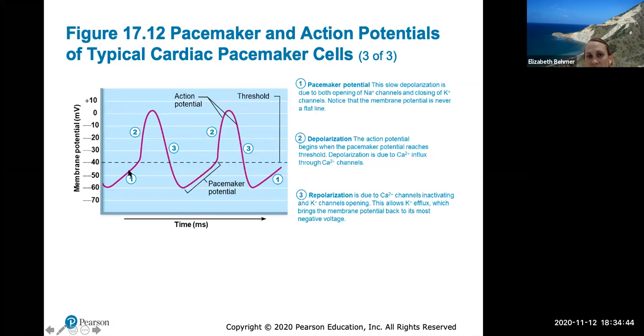So this just looks at a typical cardiac action potential cycle. We have the pacemaker potential, slow depolarization; a depolarization phase where we get that huge positive upswing to an action potential peak; and then number three is a repolarization phase. And again, this pacemaker potential phase in between action potentials is just a slow depolarization phase leading up to those action potential peaks.